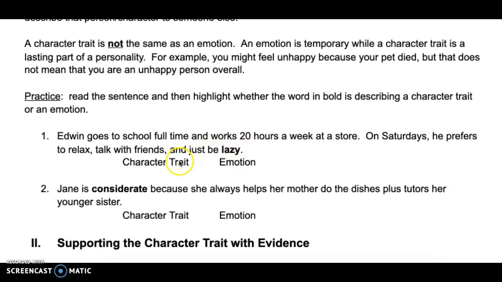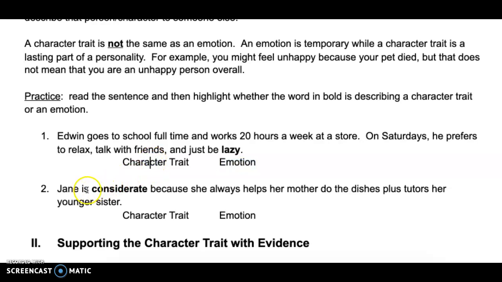Now, would you say that the word lazy is how you would describe Edwin as a character trait for him? It's part of his personality? Or do you think it's just an emotion, which means it's just a temporary situation? Go ahead and stop the video and highlight if you think it's a character trait or emotion. If you highlighted emotion, then that would be the correct answer, because you can see by his actions, going to school full-time and working 20 hours a week does not make him a lazy person. He just feels lazy sometimes on Saturdays.